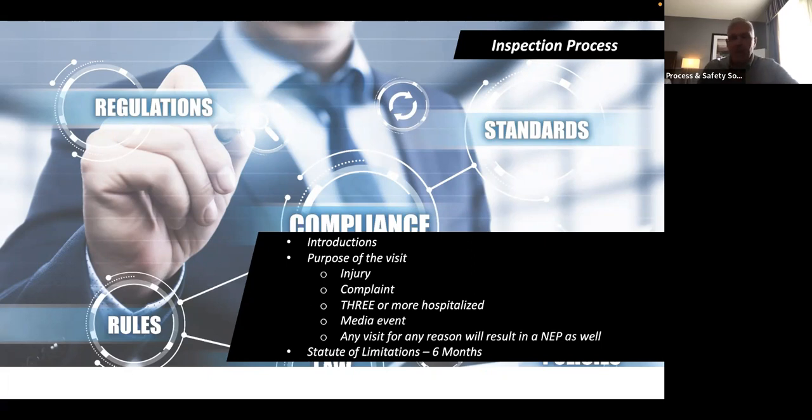If you have an injury where OSHA is coming out, they should be doing a PSM inspection of your facility as well. Always remember the statute of limitations on all OSHA inspections. Statute of limitations, meaning how long they have to issue a citation, is 6 months. As soon as they show up at your door and do the introductions and tell you why they're there, that clock starts.